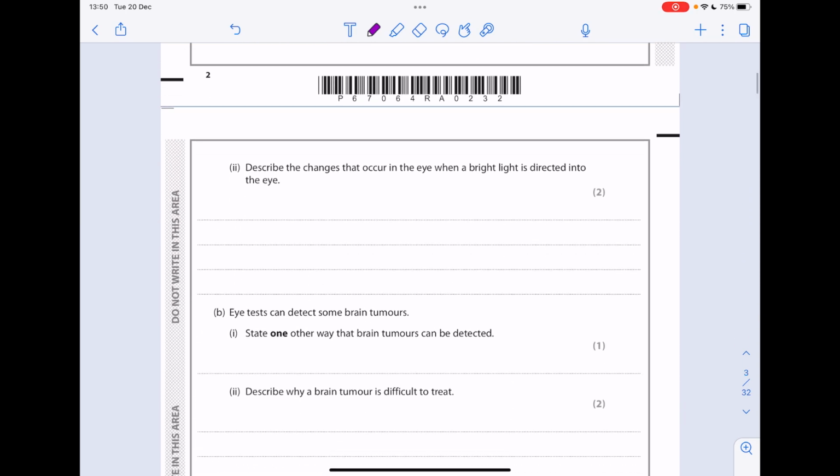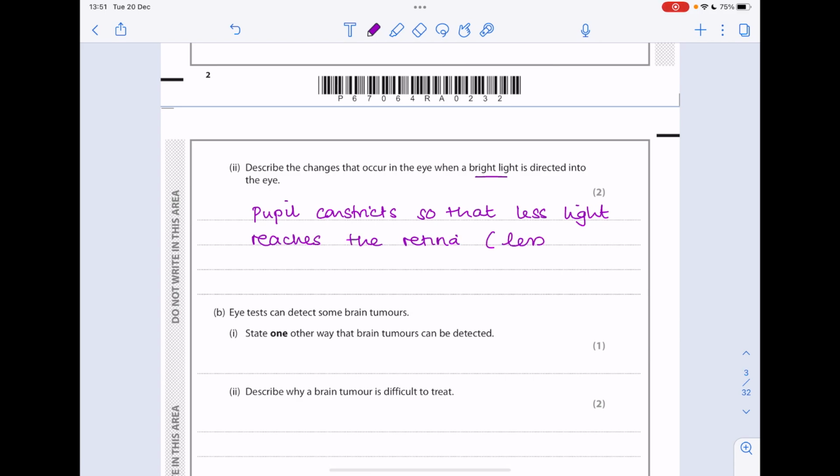Describe the changes that occur in the eye when bright light is directed into the eye. So in order to protect the retina from damage, the pupil constricts so that less light reaches the retina, less damage is done to the retina.